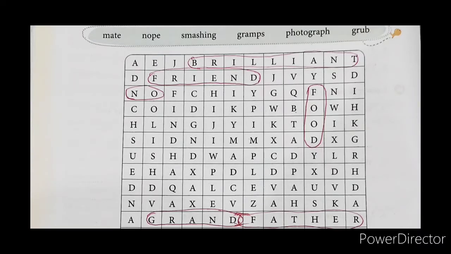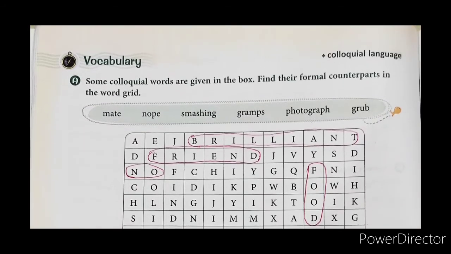So mate means friend. Nope means no. Smashing means brilliant. Gramps means grandfather. Grub means food. So that's all from the colloquial language, children.